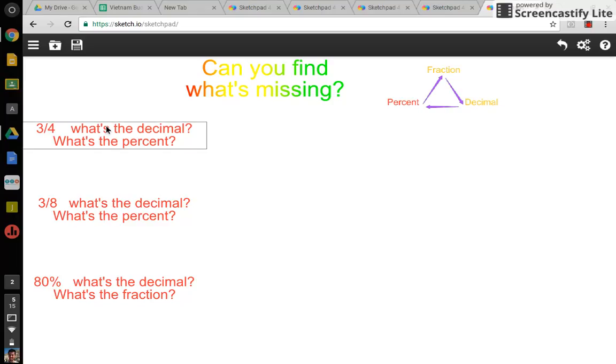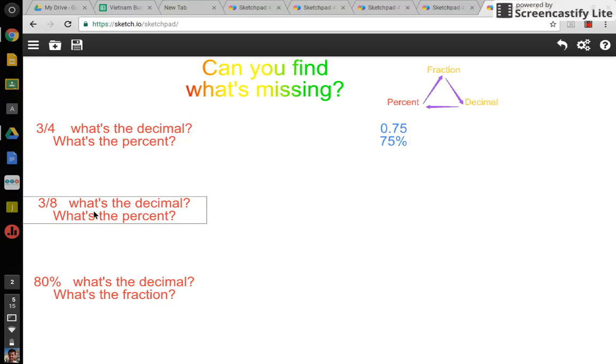Okay, so let's go ahead and talk about the answers. 3/4, what's the decimal? Most of you remember that that's 0.75. We divide 3 by 4, we're going to get 0.75. The question is, what's the percent? All you're going to do is multiply that number times 100 or do 2 jumps. The answer is 75%. 0.75 is our decimal, 75% is our percent.